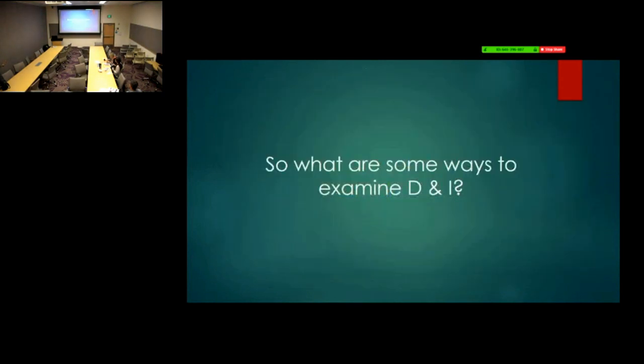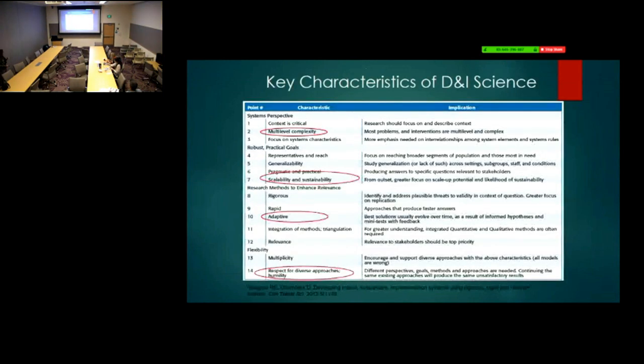So what are some ways to examine D&I? This is a busy slide with a lot of things on it. When you do an intervention-focused study where you're trying to determine if your intervention has evidence, if it works, what are some things that you do to make sure that that is your intervention and nothing else?